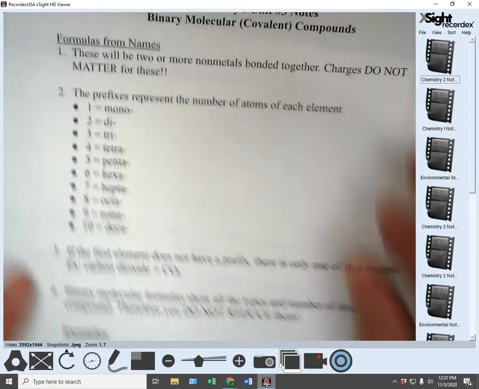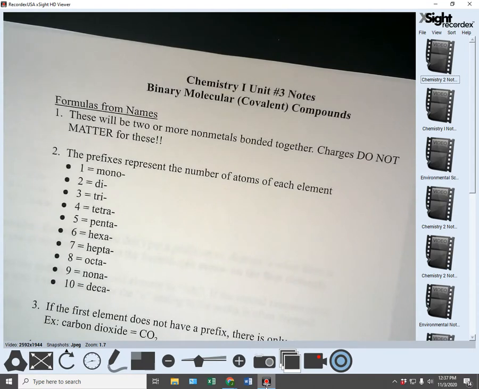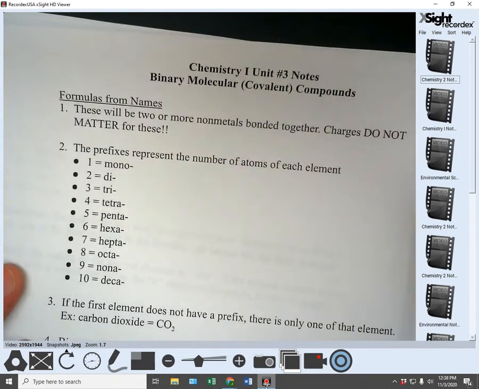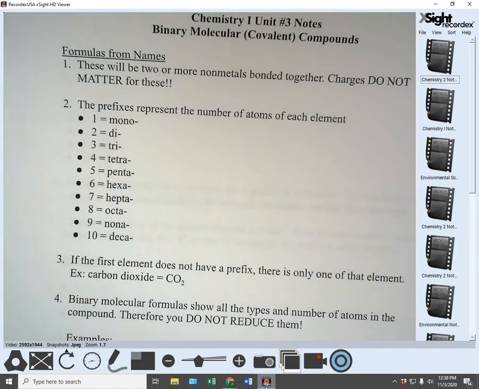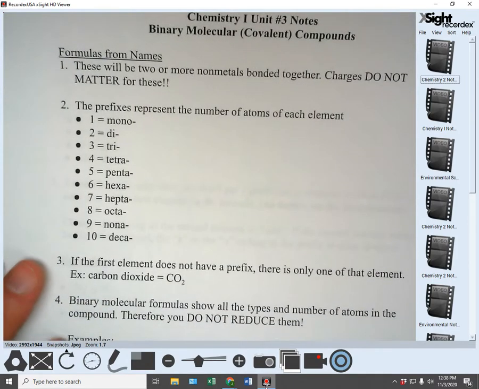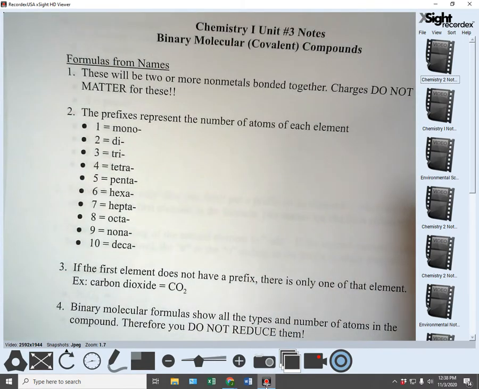All right. Hey, everyone. So today we are going to talk about binary molecular or covalent compounds. We are going to do both the naming and the formula creation, making the formulas from the names and the names from the formulas on these. So recall that we've been doing ionic.